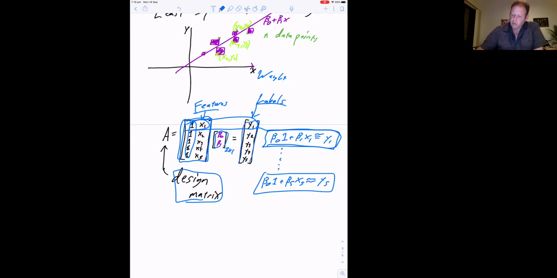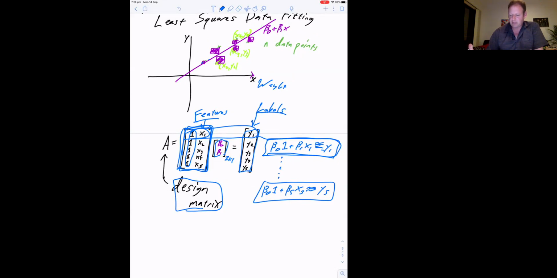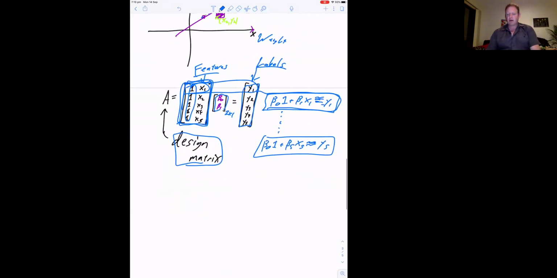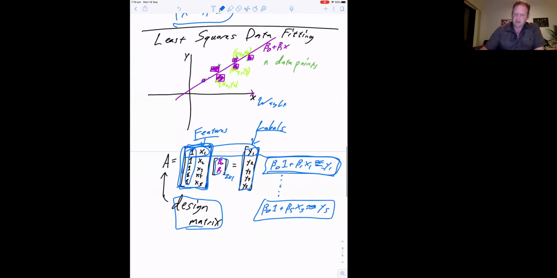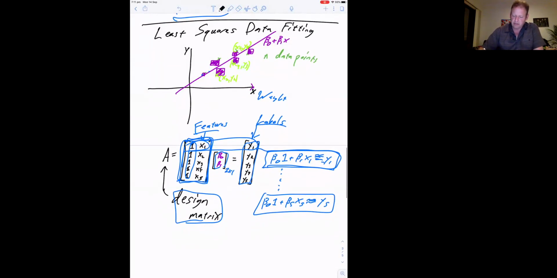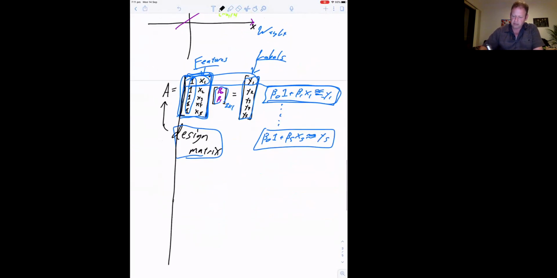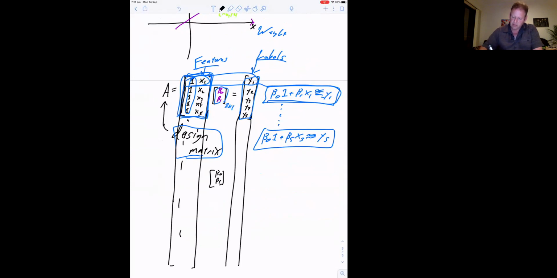If all of these y's exactly lie on one line, then that means that they lie in the column space of this design matrix. And then you can match these equations exactly, and your least squares error, the sum of squares, is 0, okay? But otherwise not. Okay, so this was just five, but of course you can instead of five do a lot of points. You're still going to have just beta zero, beta one, and you're going to have a lot of labels. You have up to n points.